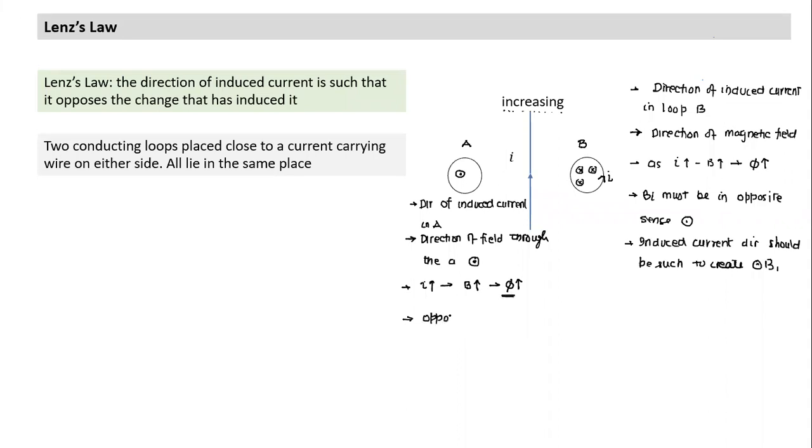Induced current is acting, which will decrease the flux. It will tend to oppose the increase by creating something in the opposite sense. So that's why the overall effect will reduce. It will oppose by creating an induced field in the opposite sense.